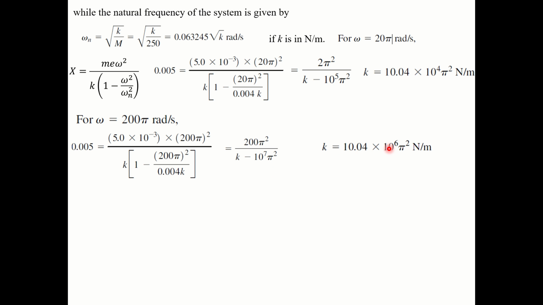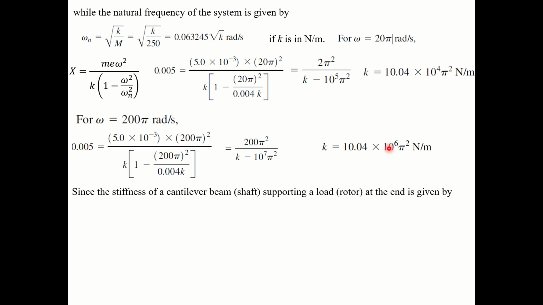From the stiffness, if you know the stiffness, you can find out the diameter. How to find the diameter? The stiffness of the cantilever beam supporting a load, a rotor at the end, is given by k is equal to 3EI by L cube. This is the formula for cantilever beam stiffness. You should remember this formula.